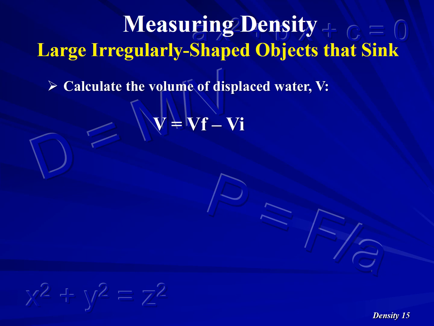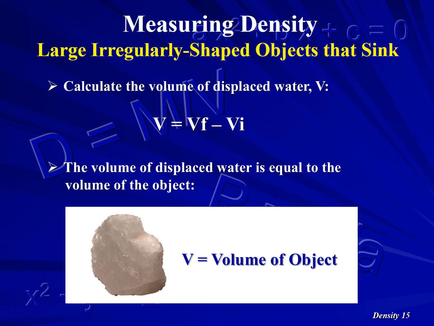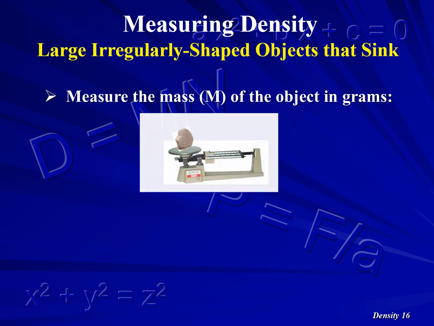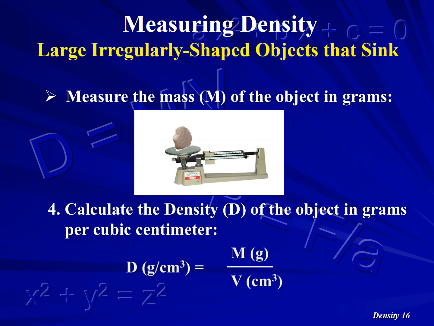Convert milliliters to cubic centimeters, then subtract the initial volume, VI, from the final volume, VF, to calculate the volume of displaced water, V, in cubic centimeters. The volume of displaced water is equal to the volume of the object. Measure the mass, m, of the object in grams using the triple beam balance. Calculate the density, d, of the object by dividing the mass, m, in grams by the volume, v, in cubic centimeters.